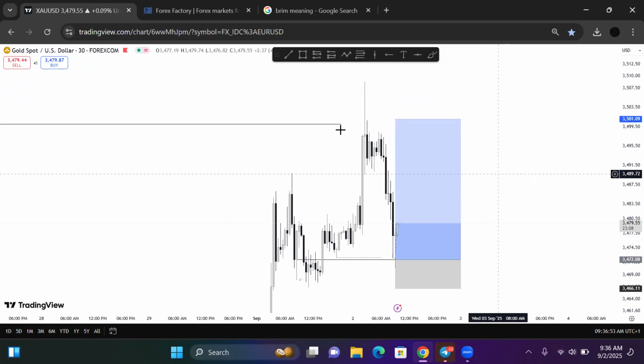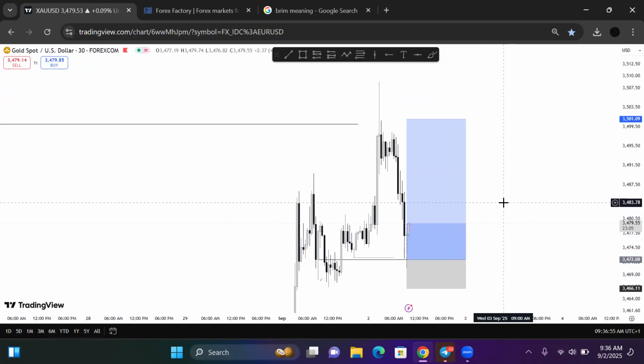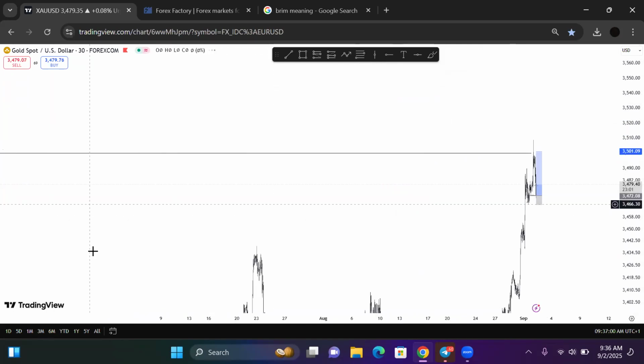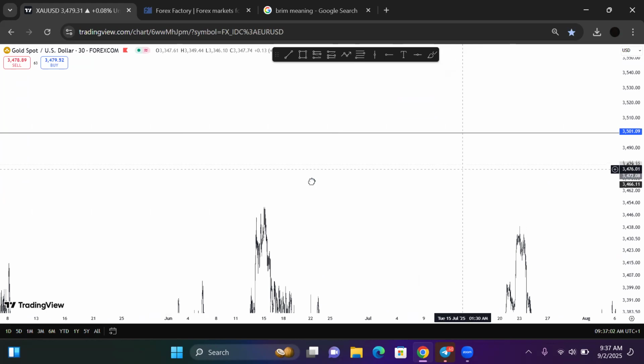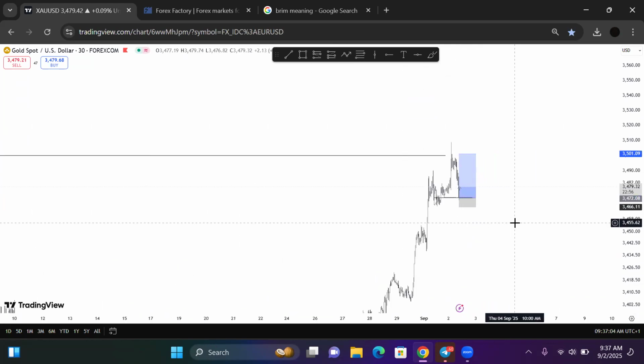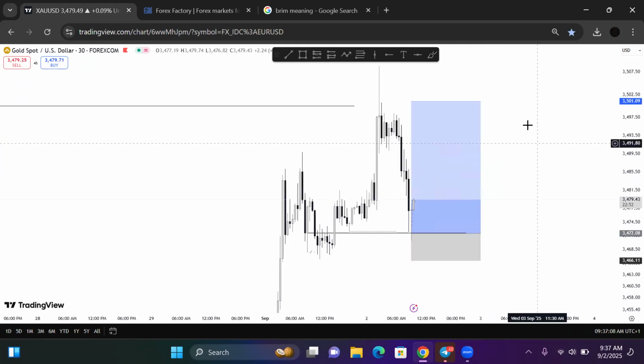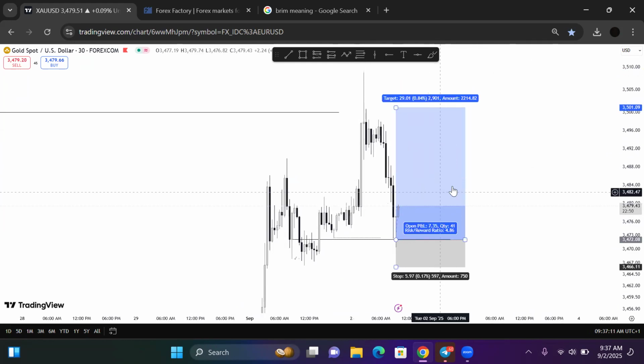The reason I'm just targeting this high is because we swept the buy side liquidity right here. This buy side liquidity might want to start making the market dance around. So I really don't want to stay long on the market. I just want to take my profit and leave.